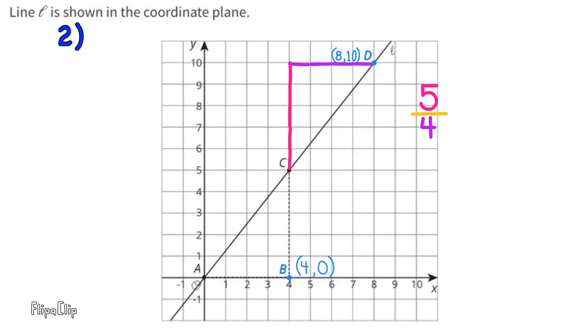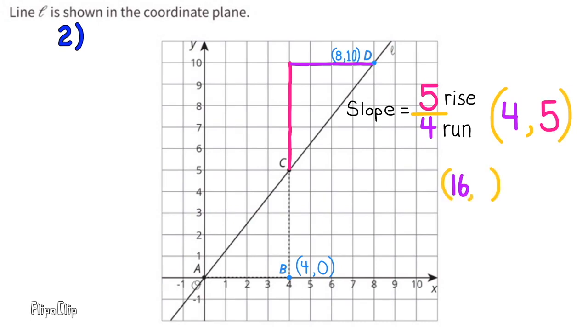Explain how you know. Well, we know that this line has a slope of 5/4 because we can rise up from point C 5 units and move to the right to point D 4 units. That shows a slope of 5/4. This can be represented with a set of coordinates that show the difference of the x coordinates, 4, and the difference of the y coordinates, 5.